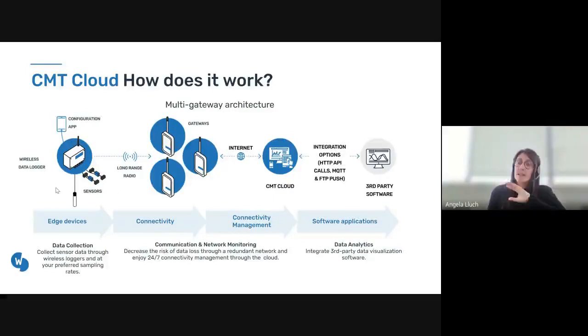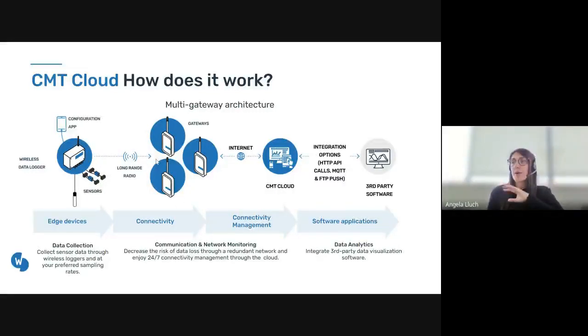Well, after that is done, we need to configure the system by using a mobile app in this case. Then once the sensors start collecting data, this data is stored in these data loggers and also transferred via radio waves to one or several gateways. Worldsensing technology relies on LoRa.